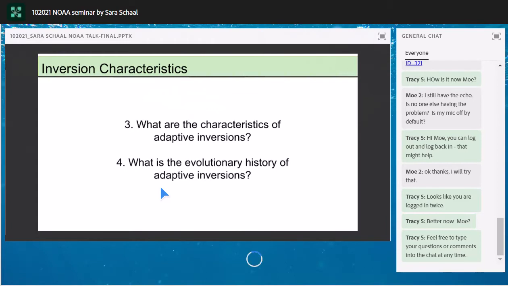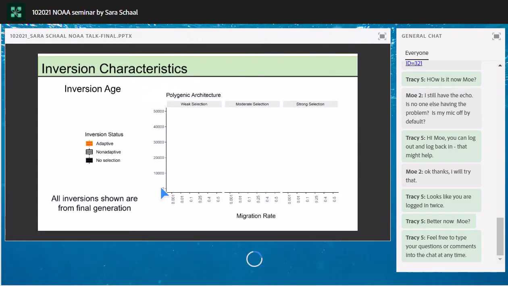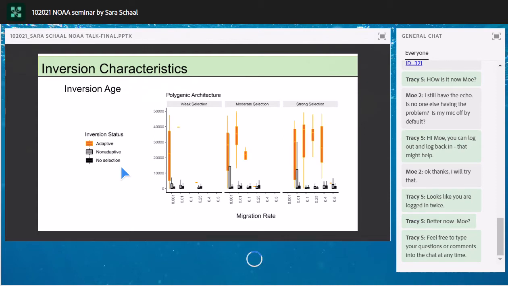And so then looking at the characteristics of the inversions, first looking at inversion age. Again, this is the same orientation of the figure where I've got weak, moderate, and strong selection and migration rate. Here we binned our inversions into whether they were adaptive, non-adaptive, or whether there was no selection. That was a control situation where we had no selection evolving, and we wanted to see how old inversions were compared to the null expectation. And here what we found was when inversions were adaptive, they tended to be much older on average compared to inversions that were non-adaptive or inversions that were present in a simulation that had no selection on it.